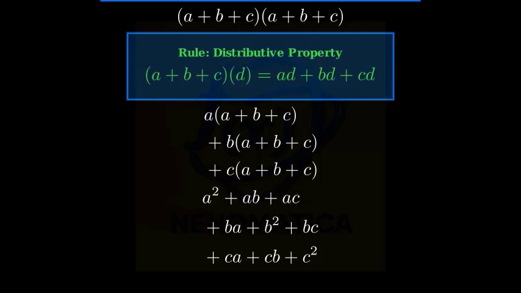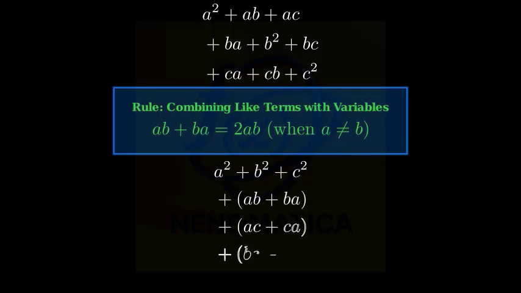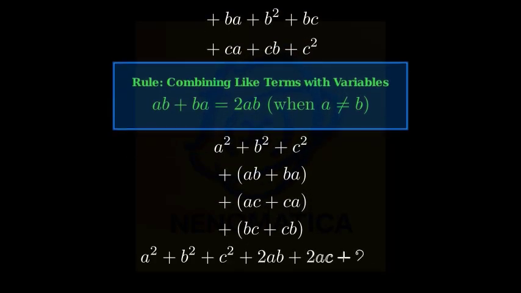Finally, we combine like terms. We have the squared terms, a squared, b squared, and c squared. Then we have the product terms. ab and ba are the same and equal to 2ab. Similarly, ac plus ca equals 2ac, and bc plus cb equals 2bc.